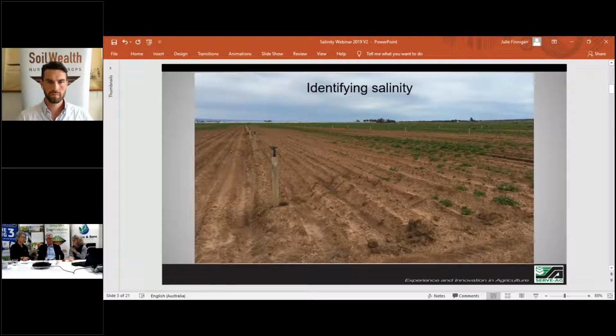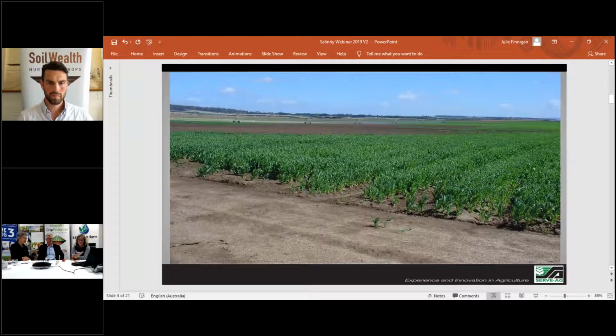So when we look at identifying salinity, quite often we walk around the paddocks and we can see where there's an influence. What you can see on the screen at the moment is a potato crop that hasn't germinated because of the salinity. That's pretty bad. And you might see instances like this where in the lower lying areas you've got the influence of the salts accumulating and often waterlogging as well, which really prevent plants from germinating or growing and producing healthily.